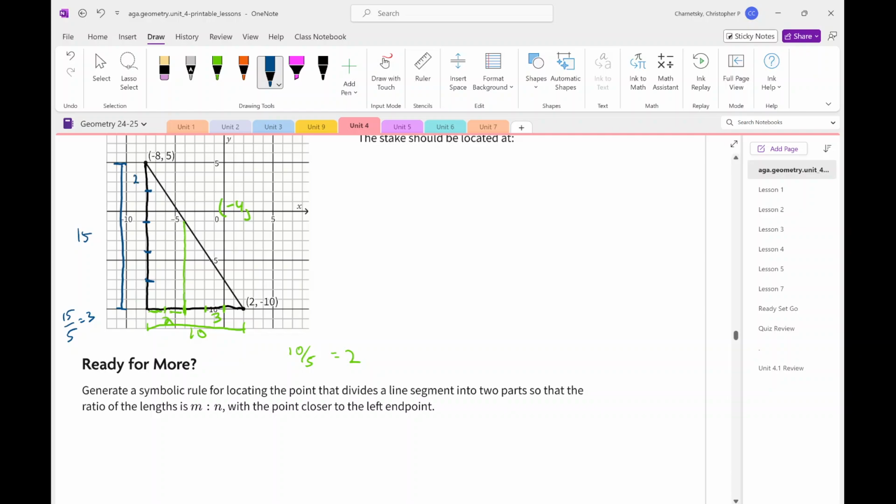And now we have 1 unit here. Sorry, 1 part here, 2 parts, so here's my 2 parts to 3 parts. And we're a grand total of 6 units down. So 6 units down from 5 would be -1. And that's our partition point, our stake point. So -4, -1. All right. We'll skip the ready for more for now. I'll give you the formula, but I think this method is a little bit easier than using the formula.